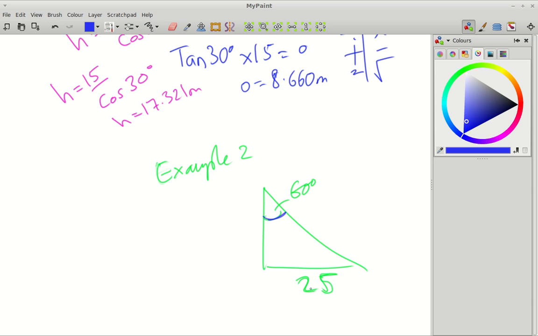That's the known angle. That's the opposite. That's the longest side, hypotenuse. That's the adjacent. We'll work out A first. We'll go for adjacent first. So Soh Cah Toa.